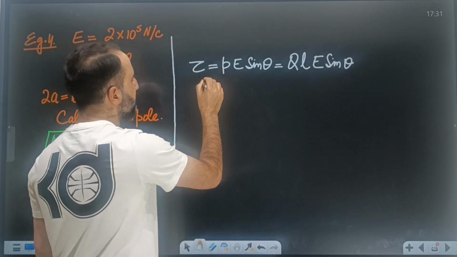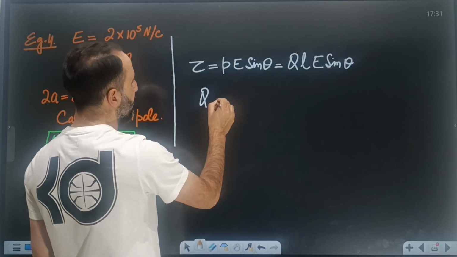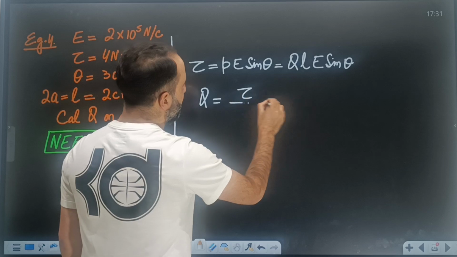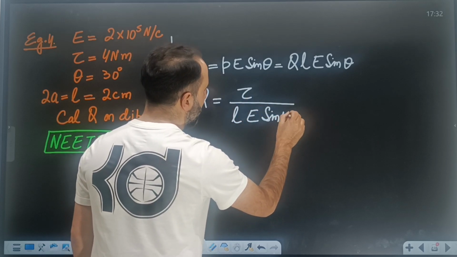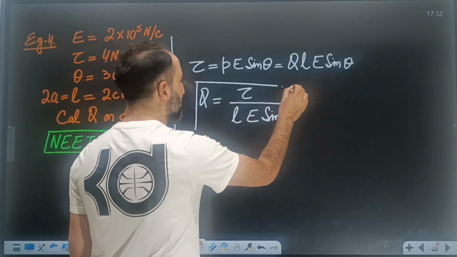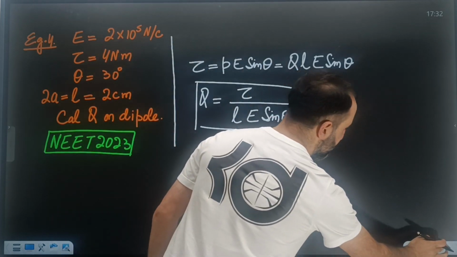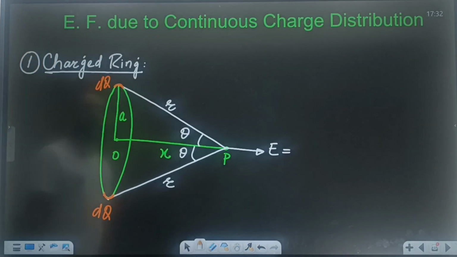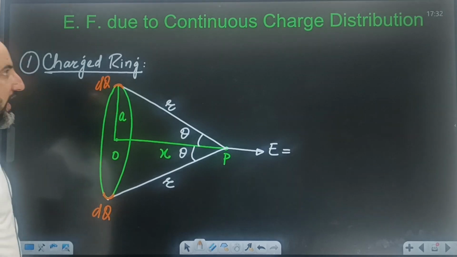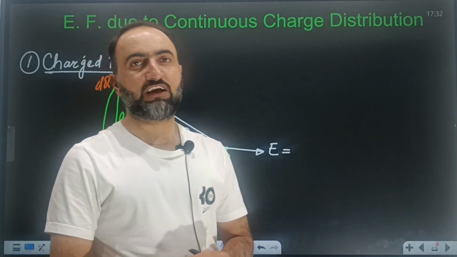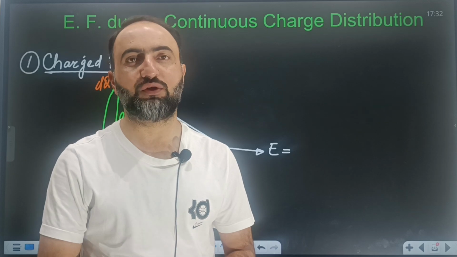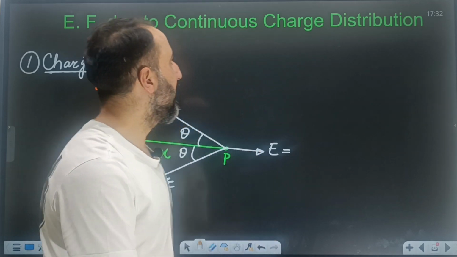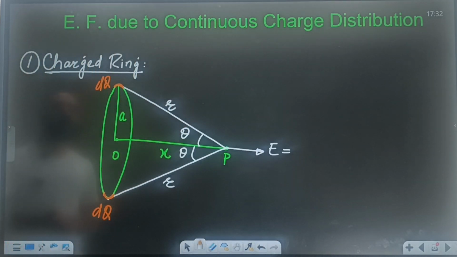What you will have to calculate eventually is the charge of the dipole. That will be equal to torque divided by length of the dipole multiplied by electric field multiplied by sin theta. Everything is given. Just put the values in this equation and get the answer. Okay, so we are done with this with the dipole. ठीक है ना? So next topic जो है again a very important topic, and that is electric field due to the continuous charge distribution. And example number 1 here is a charged ring.